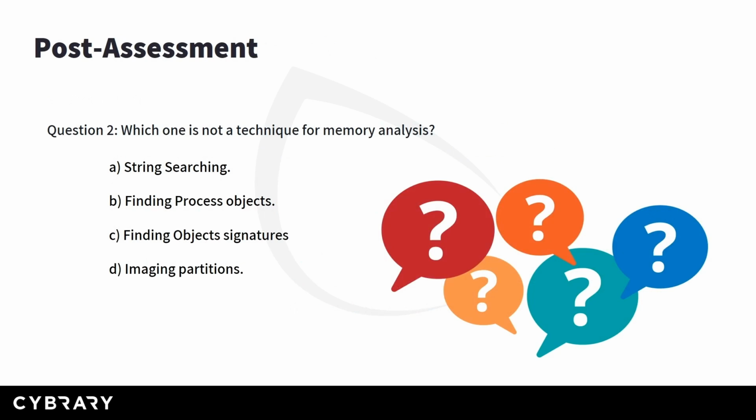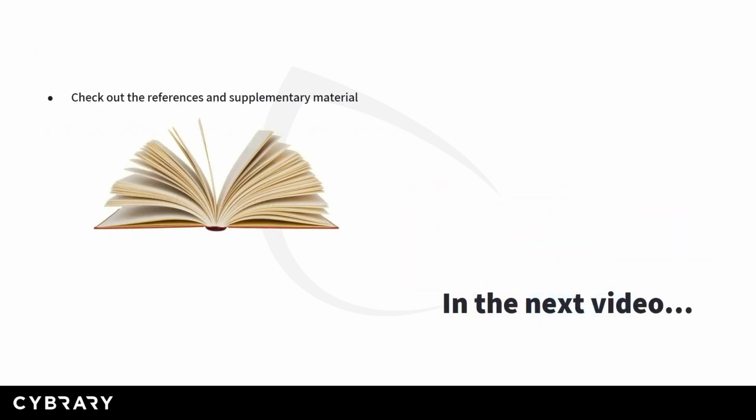Okay, here's a post-assessment question for you. Which one is not a technique for memory analysis? Is it A. String searching, or B. Finding process objects, or C. Finding object signatures, or D. Imaging partitions? In here, the answer is D, as imaging partitions and disks is a process that must take place before the analysis. Don't forget to check the references and supplementary material, and in the next video we're going to do some exercises to practice some of the tools that we just analyzed.